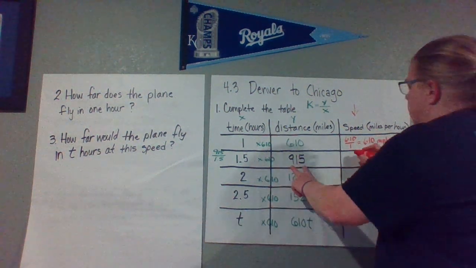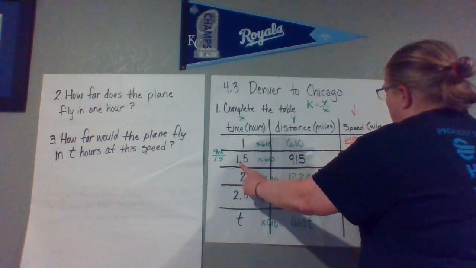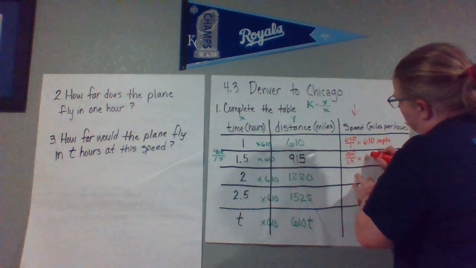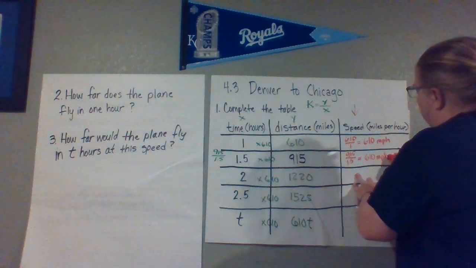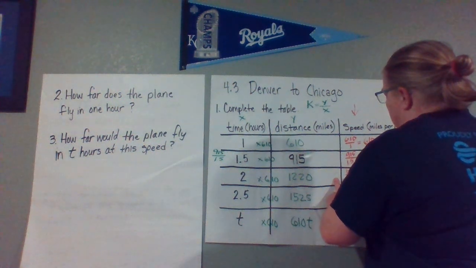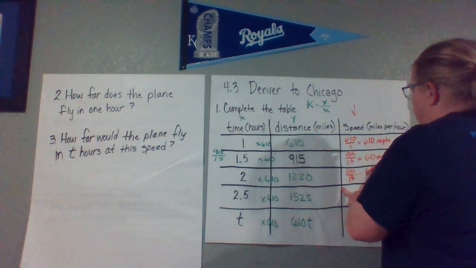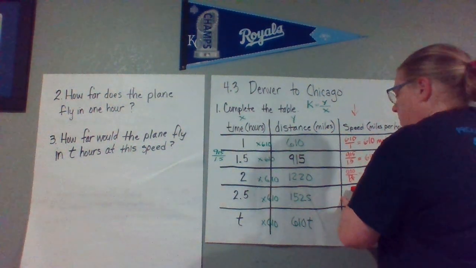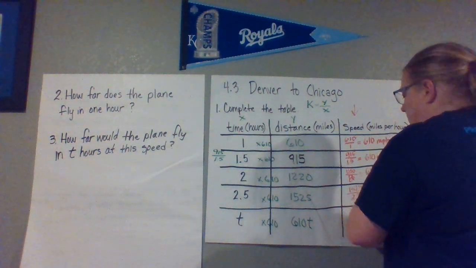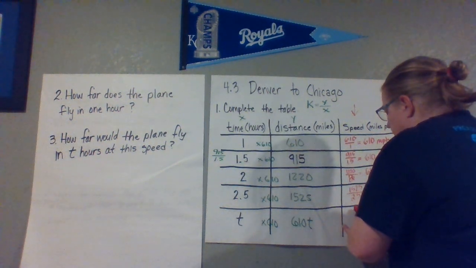Let's look at this next one. 915 over 1.5. When we divide those two, you'll notice it's also 610 miles per hour. Same thing with here. Divided by 2. 1525 divided by 2.5 is 610. And then, of course, this one right here.